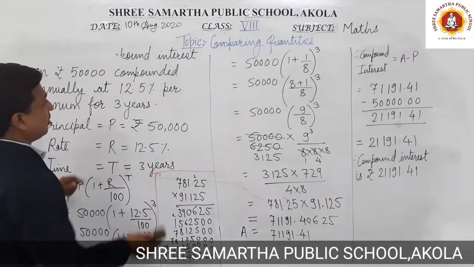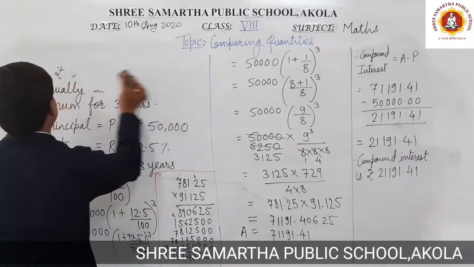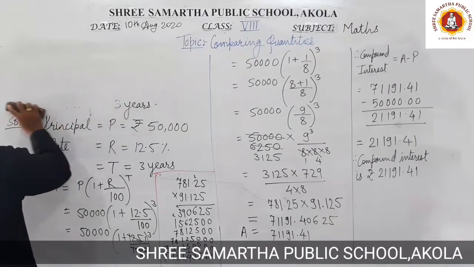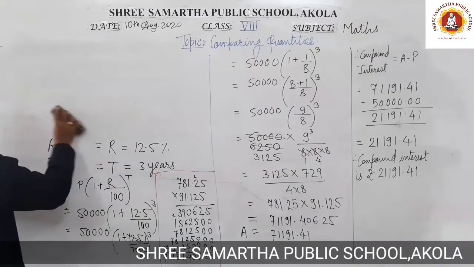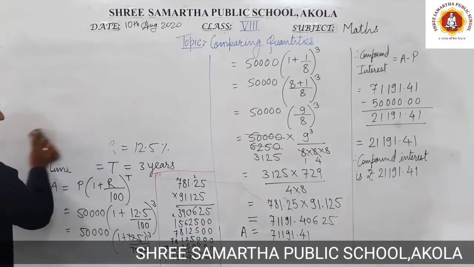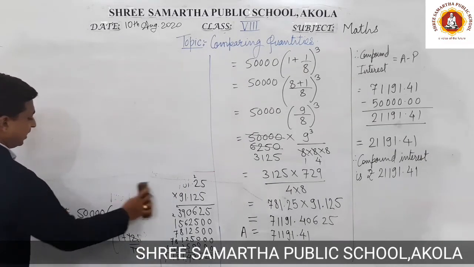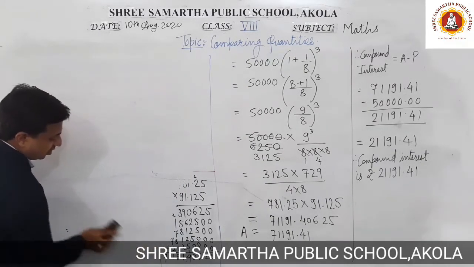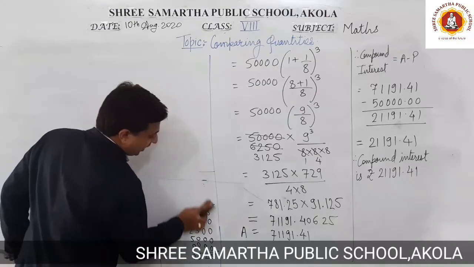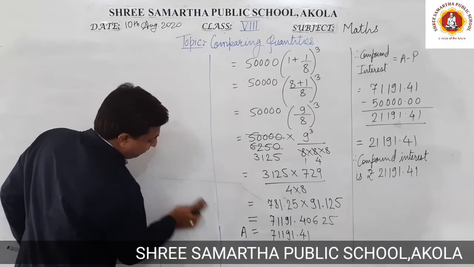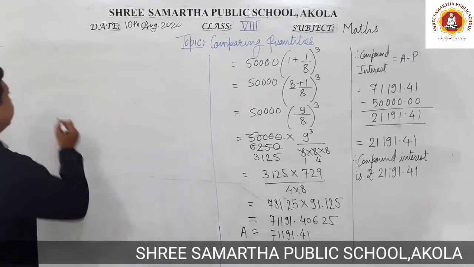See students, the examples that we have considered till now are based on compounded annually. If the amount is compounded annually, then the formula that we have considered today is applicable. Now suppose the amount is compounded half yearly, then what change will we observe? We have to think about that.